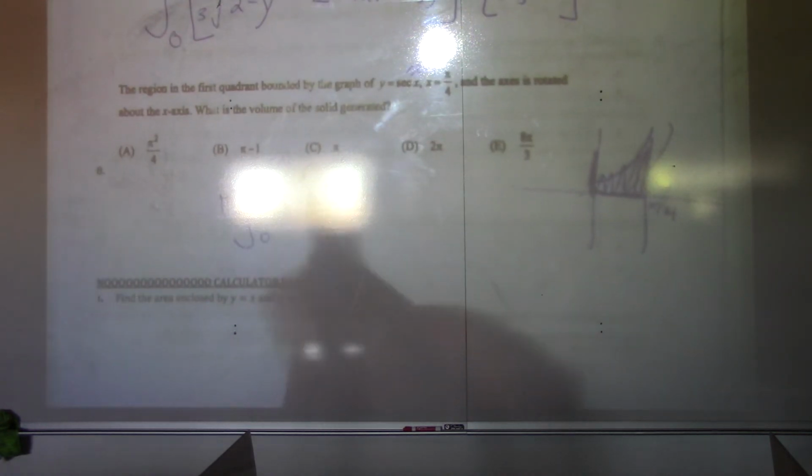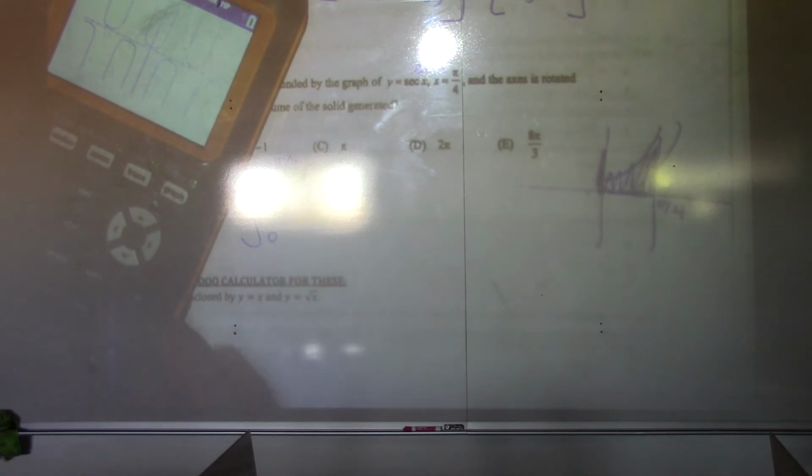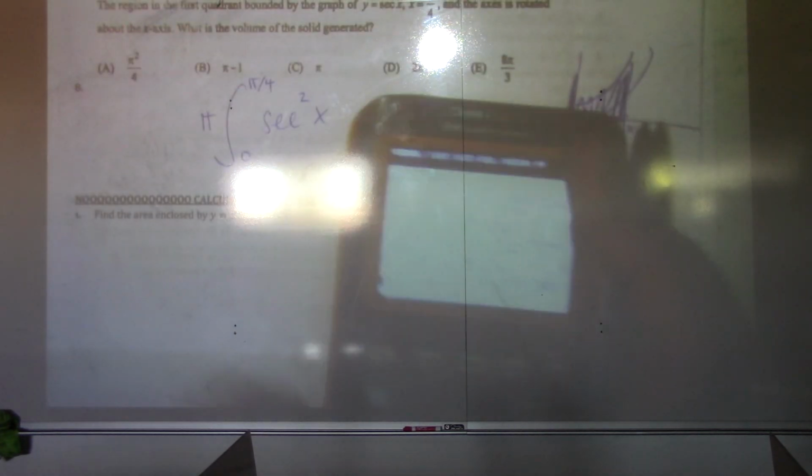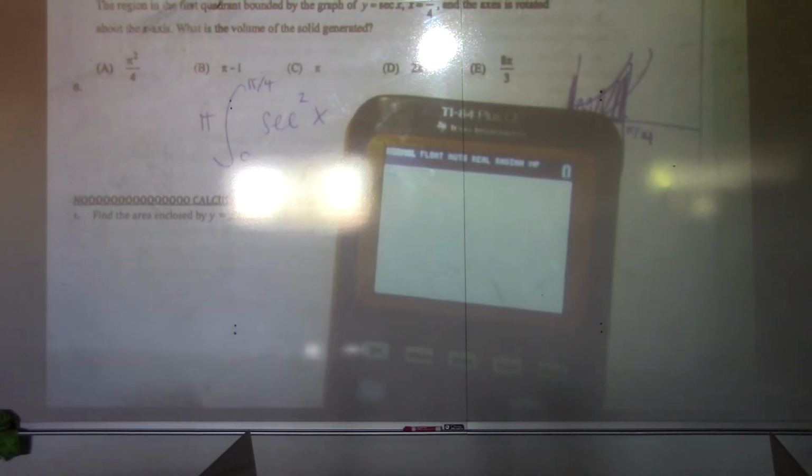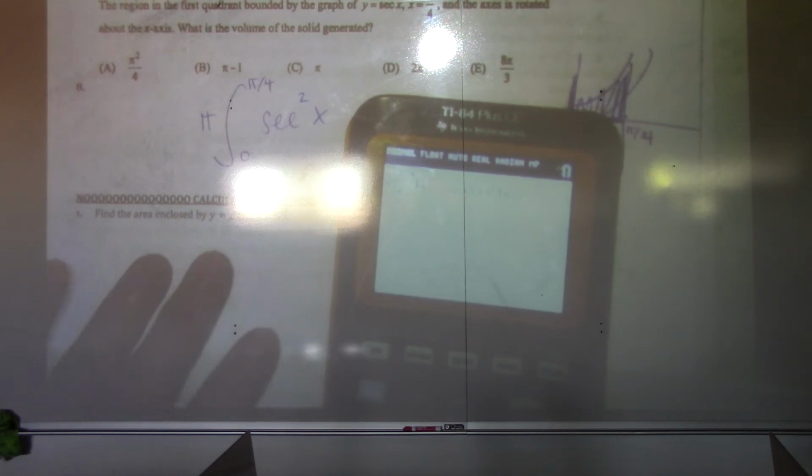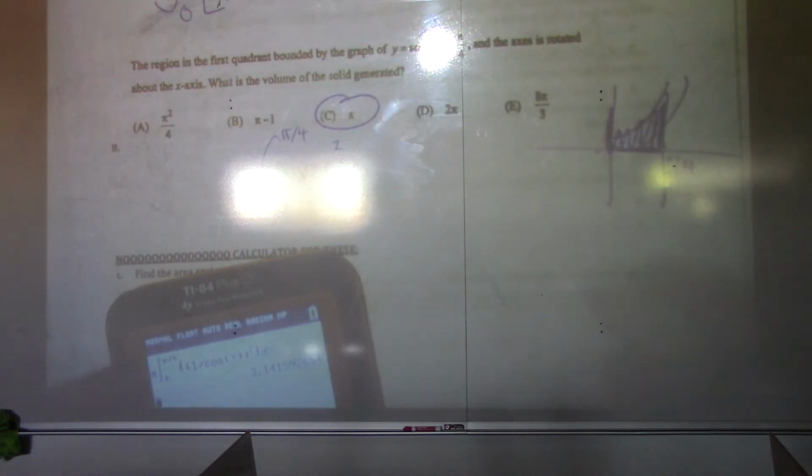Alright, and then now you can just evaluate. So I want the actual amount. So pi, math 9, 0 to pi over 4, 1 over cosine squared. Yes. And that gives me just pi. I guess I could have left the pi out, and then you would have your answer in terms of pi.